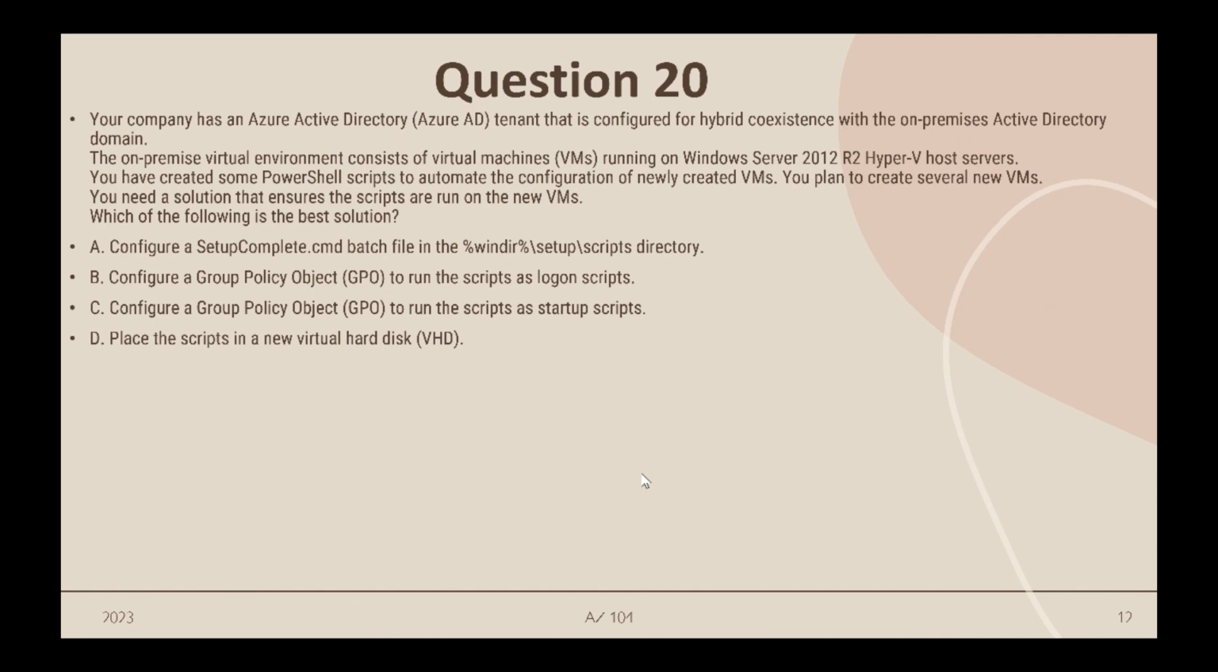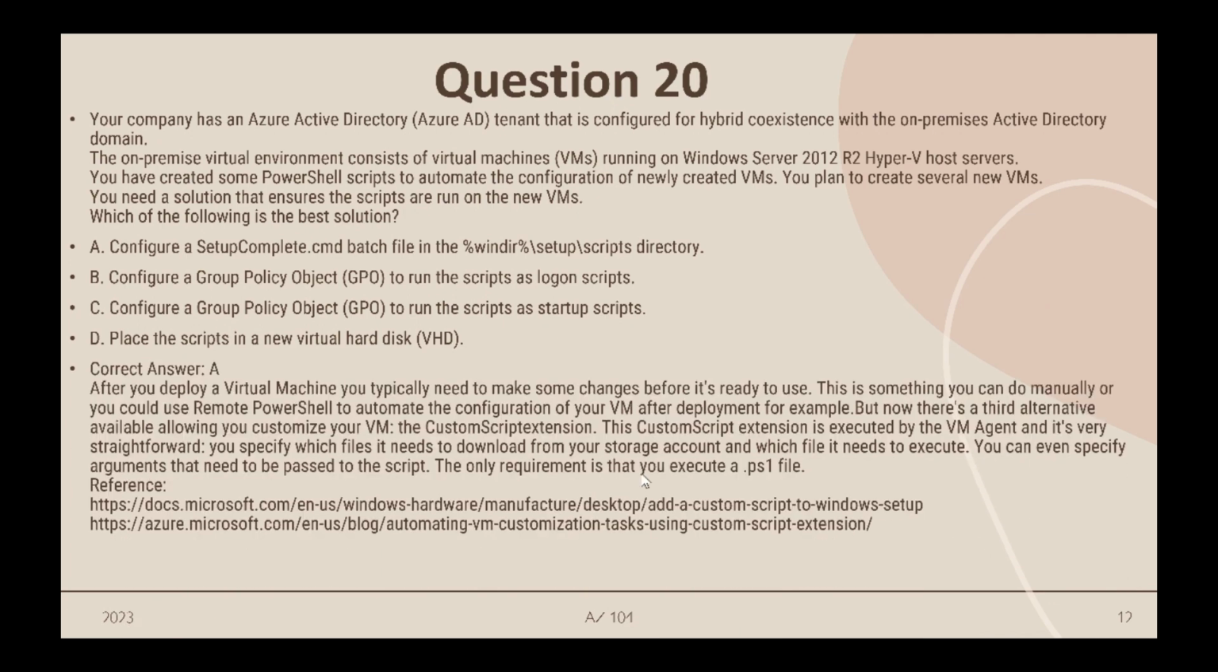And the options are A. Configure a SetupComplete.cmd batch file in the %windir%/setup/scripts directory. Then B. Configure a group policy object to run the scripts as logon scripts. Option C. Configure a group policy object to run the scripts as startup scripts. Option D. Place the scripts in a new virtual hard disk. Now let's look into the correct answer. The correct answer is A.